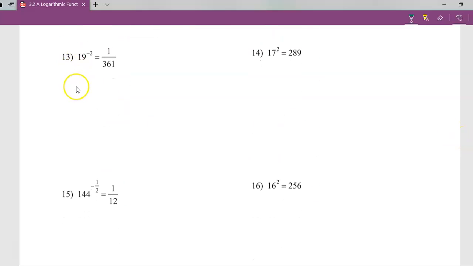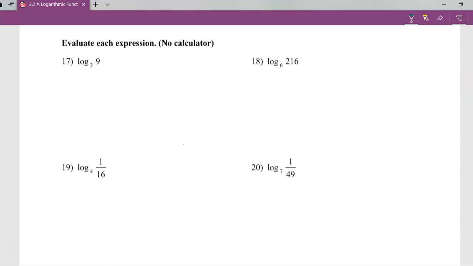Okay, so you're just changing forms. It's just getting used to which number goes where in each form. Okay, I'll do one more and then we'll go on to the next section. So log base 17 of 289 equals 2.